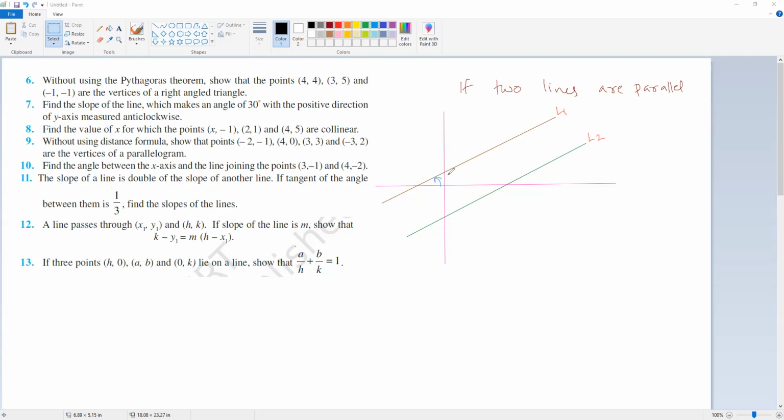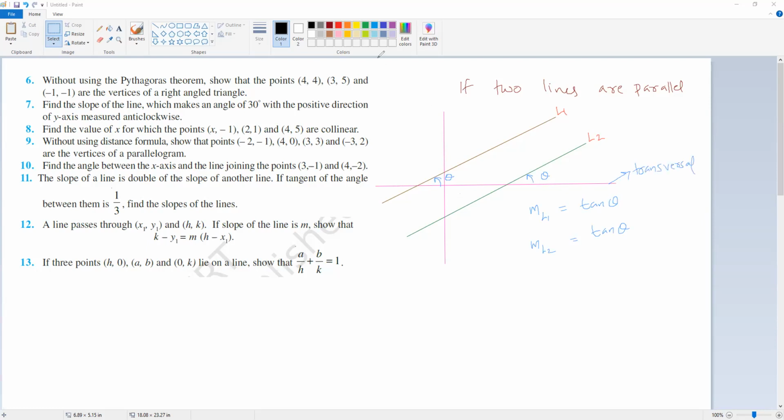so this angle will be the same, so tan theta will be the same. This is theta. Here also that will be also theta. So slope of line 1 is equal to tan theta, slope of line 2 is also tan theta, because both thetas are the same, that angles are same because of corresponding angles, right? The x-axis acts as a transversal.